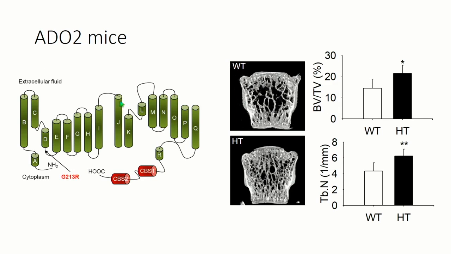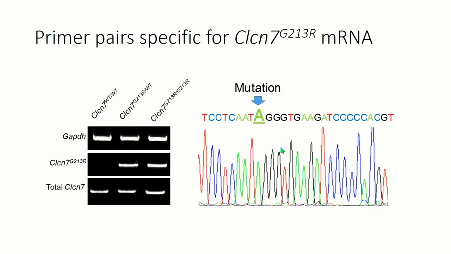First of all, we needed a mouse model, and indeed we obtained this. This is the protein, and this is our mutation that is located here. And you see here that the mouse model is a true ADO2 model. This is the wild type, and this is the heterozygous mice, in which you see an increase of bone mass, also measured as bone volume, and here trabecular number. So the mouse model worked very well.